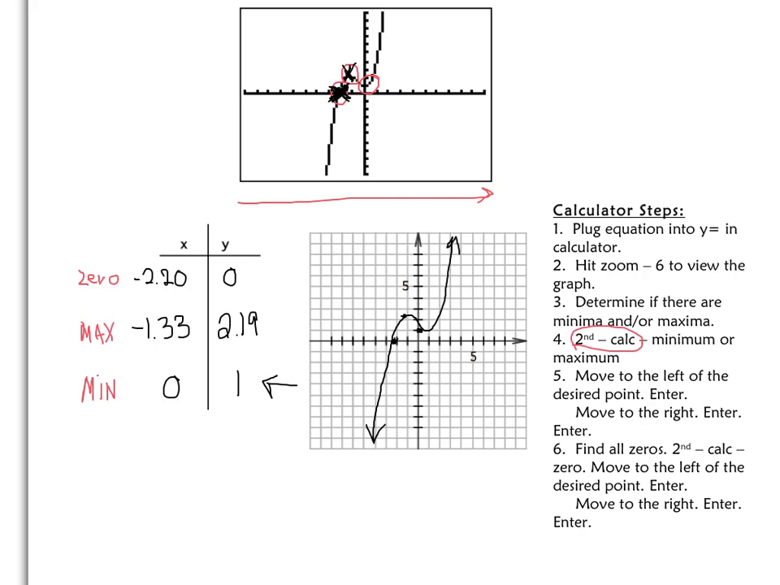One way that you can make sure, too, that you plugged it in correctly is the end behavior. Originally, this was a degree that was odd, and then the leading coefficient was positive. Odd and positive is like a line with a positive slope. So the end behavior does match because it's up on the right, down on the left.